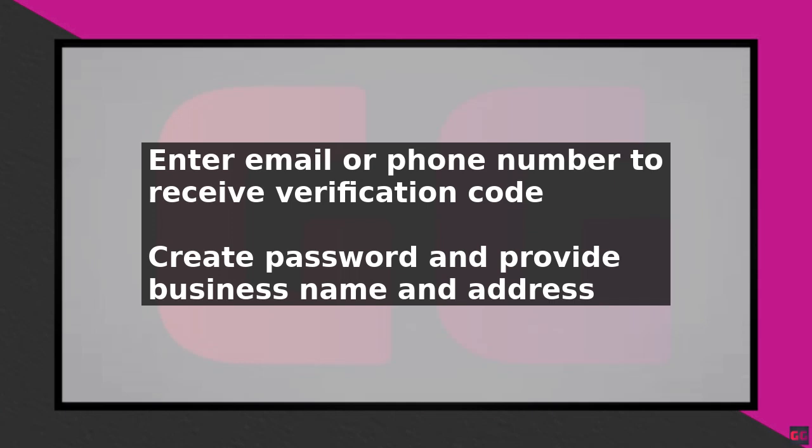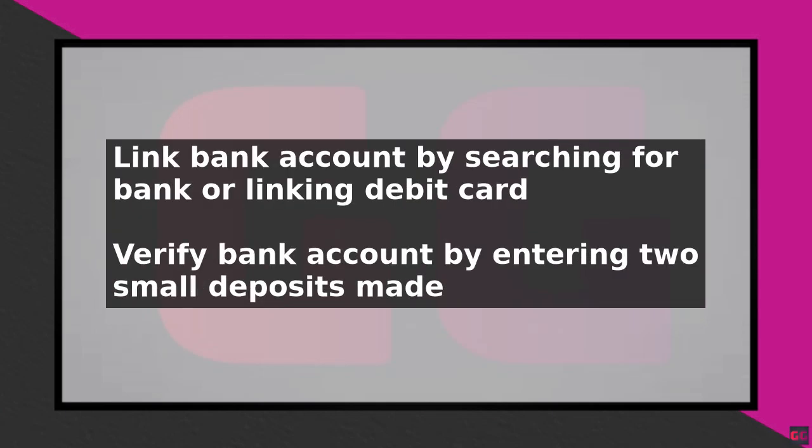To complete the setup, provide additional information about your business, including your business category and description. You will also need to agree to the terms of service. Once your account is set up, you can start using Cash App to send and receive payments for your business.